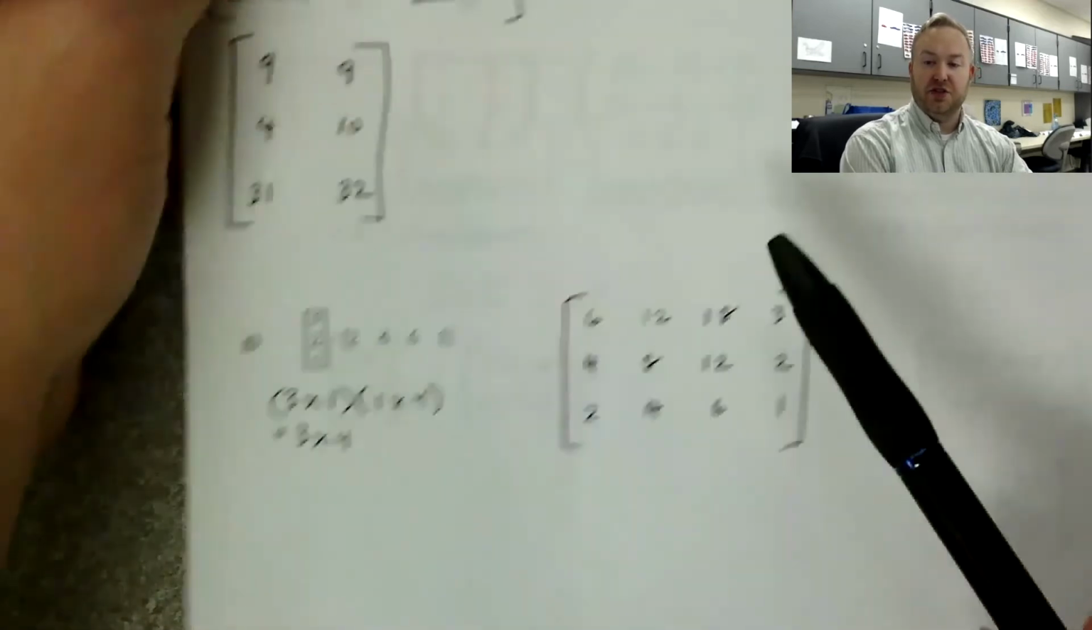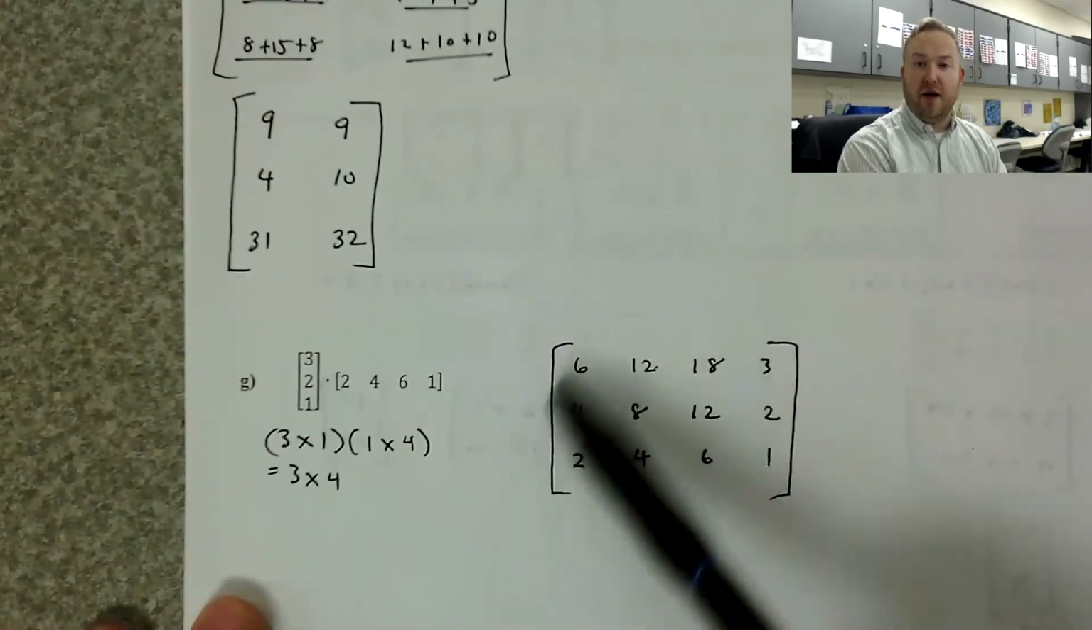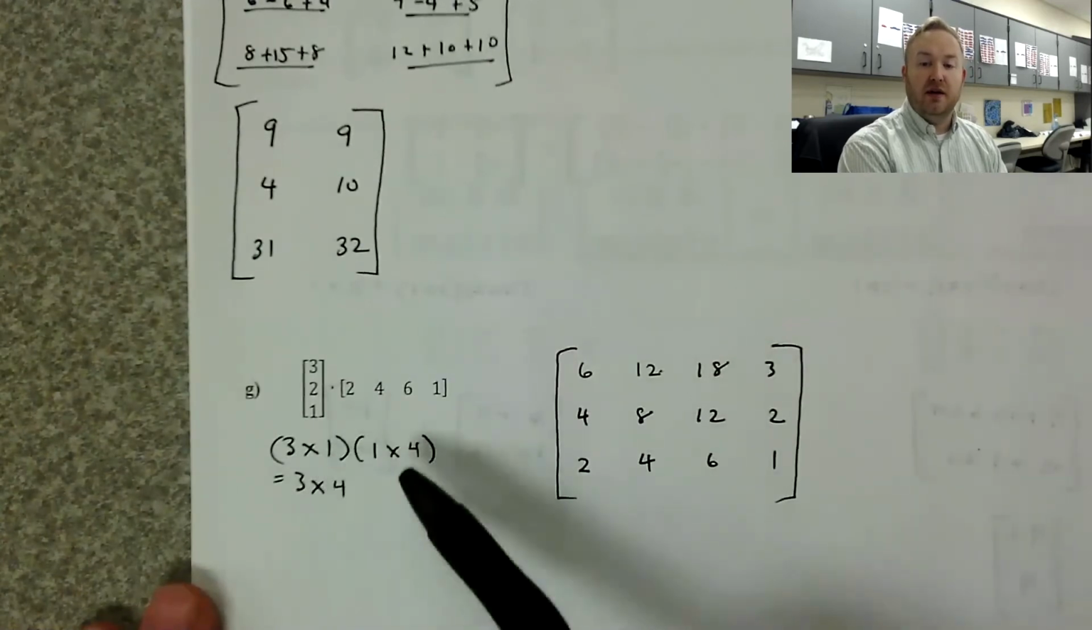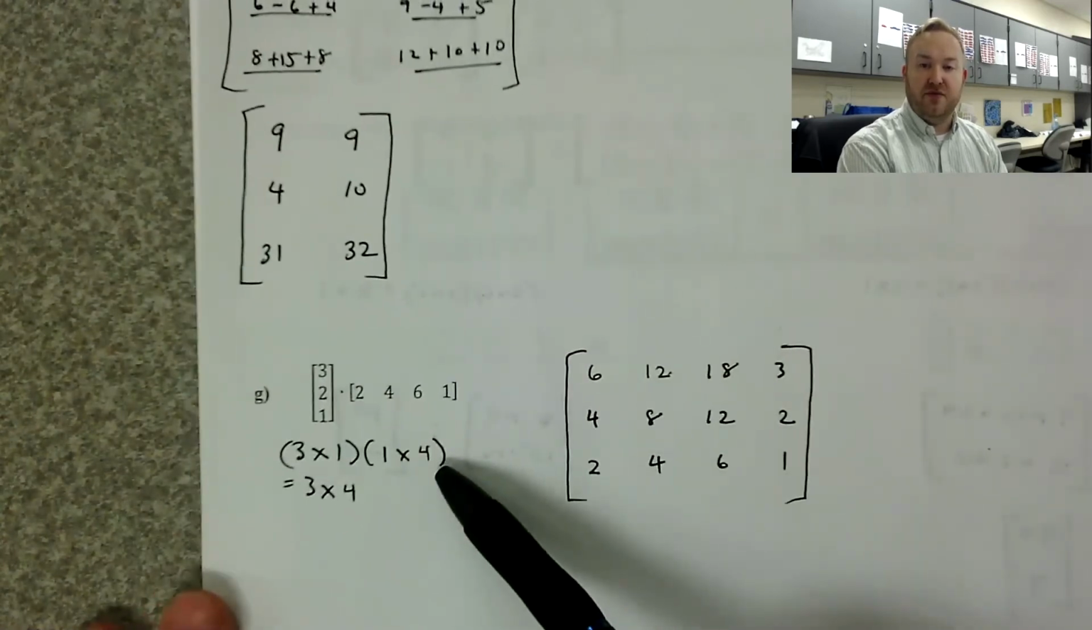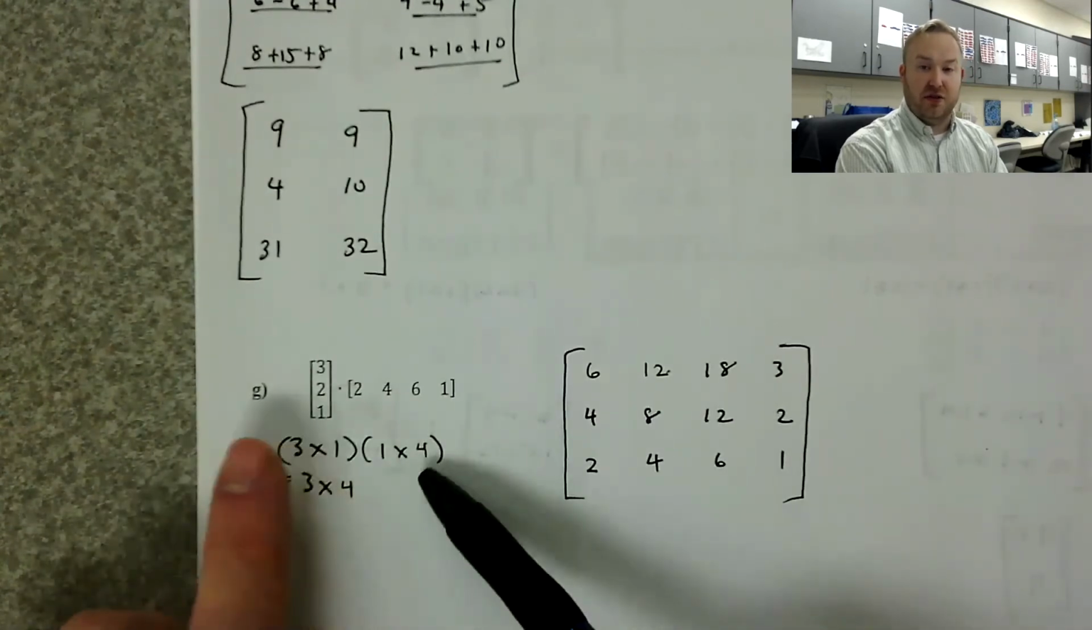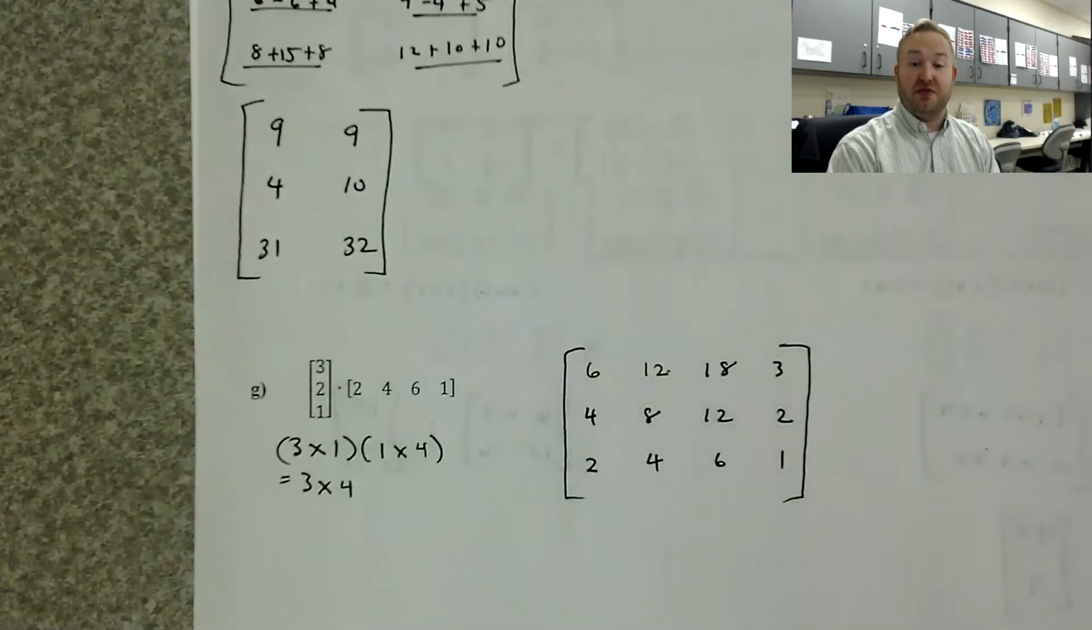In example G, wow, look how big that answer is. That's if we do a 3 by 1 multiplied by a 1 by 4. You can say the middle numbers are the same, and those outer numbers are a 3 and a 4. So that gives us a 3 by 4 matrix.